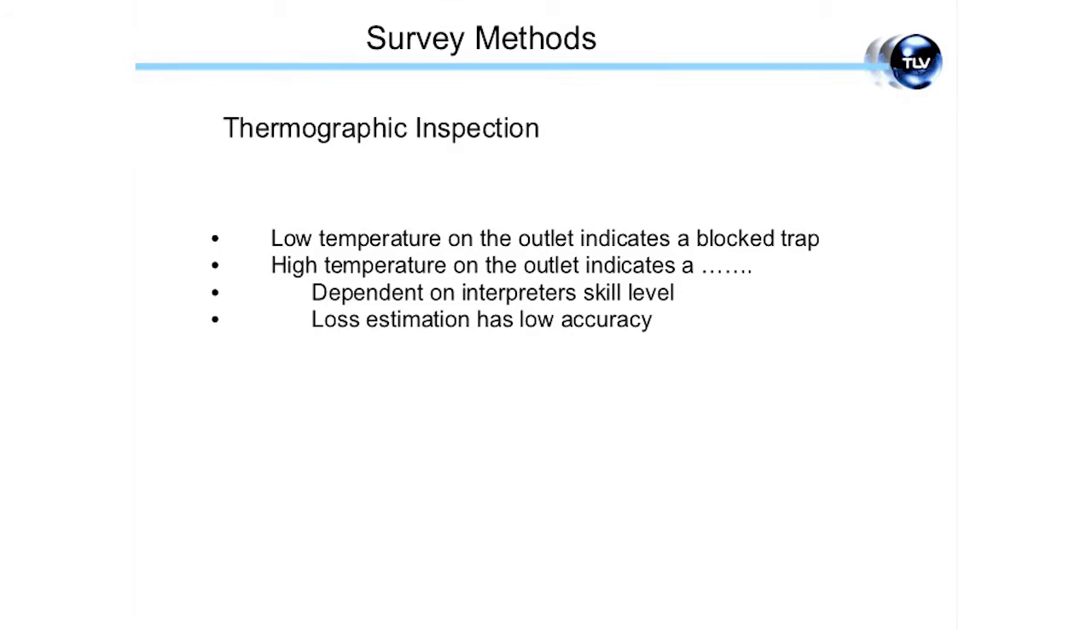We can use thermographic inspection. We can look at the temperature. We know the temperature of the steam that should be present. If we look at the temperatures, if on the inlet or outlet it's a very low temperature, it will imply that the trap is blocked. If there's a high temperature on the outlet side, it may be that the trap has failed open, maybe, but it is very subjective. It depends on how we're interpreting those pictures. Also, the estimation of any losses is not the most accurate.